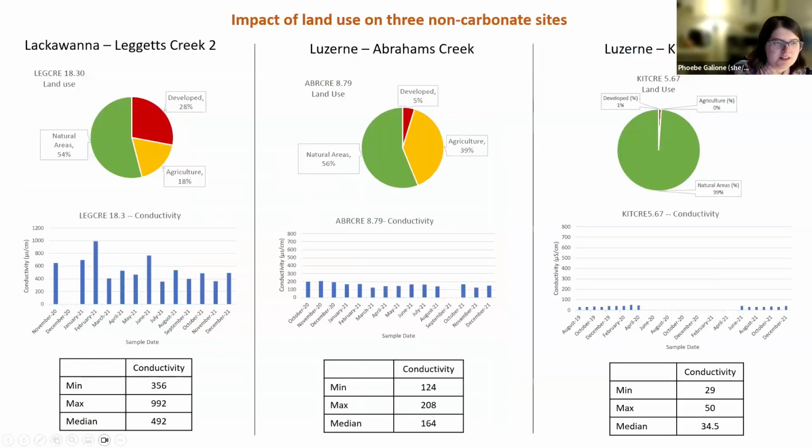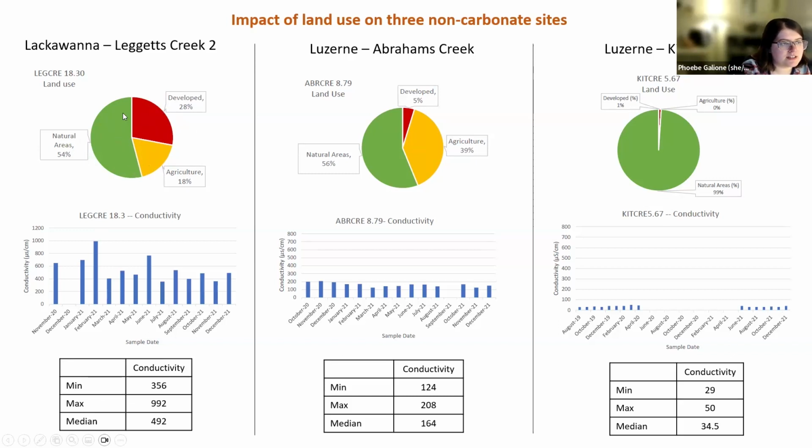And at this point, y'all know I love my graphs. So I wanted to show another example of how some of these influencers are showing up within our data. So these are 3 different sites, and what we're looking at here is the relationship between land use and conductivity. So first, bringing our attention to this Lackawanna site, Leggett's Creek. If we look at this pie chart here for land use, which if you've looked at your data packet, you may have seen something familiar.